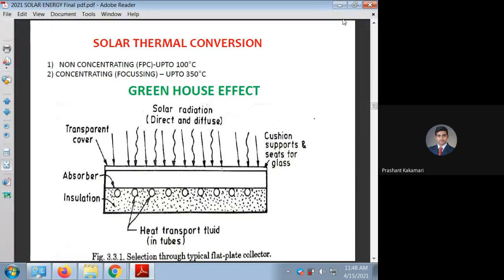Now, we're coming to the next class of flat-plate collector. So here we will discuss the transmissivity and absorptivity. Just a minute.